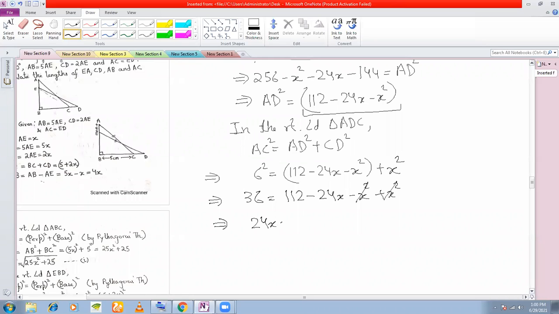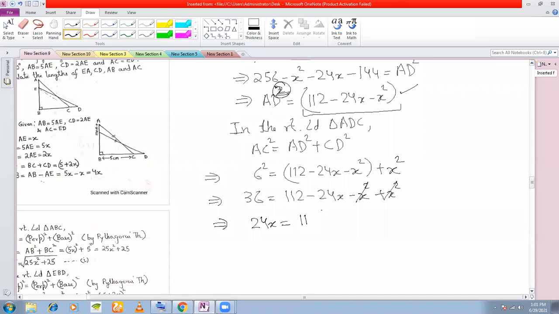Excuse me, sir. Tell me. Sir, I have a good doubt. Tell me. Why are we not squaring this 112 minus 24x minus x square? Which one? 24x? Oh, this one. Why are we not squaring it, or taking the square root? This is already a square, AD square. Then what do you want to square? Okay, sir. This is already a square, right?